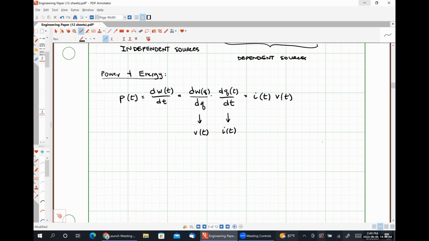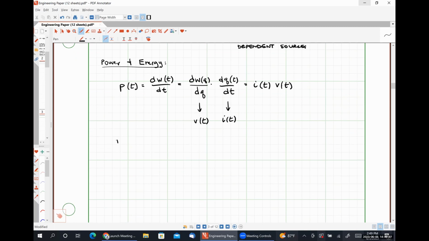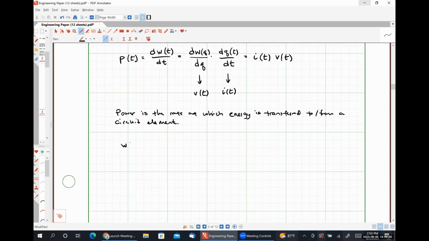Okay. Our word-based definition, if you will, is that power is the rate at which energy is transferred to or from a circuit element. And if we know that power is the derivative of energy, then it stands to reason that energy will be the integral of power.